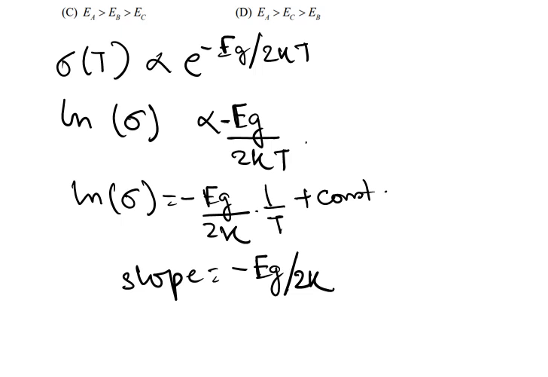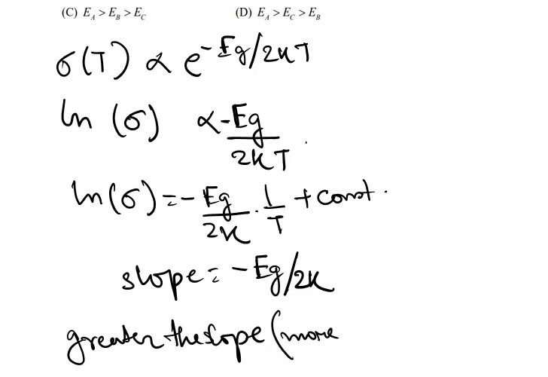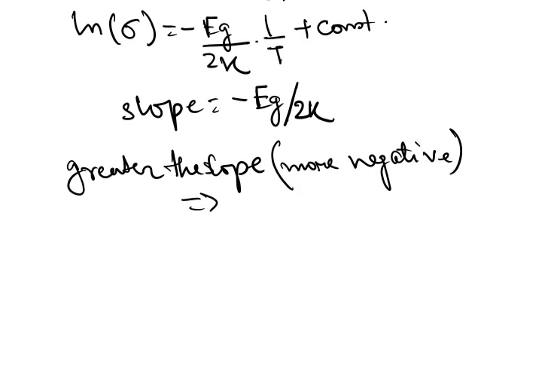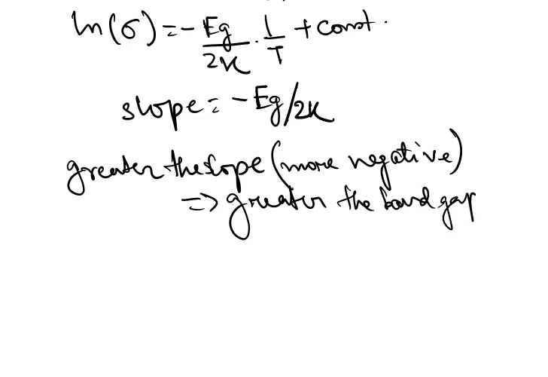So greater the slope, more negative, the greater is the band gap. So the greater the slope, meaning more negative, implies the greater the band gap Eg, right?